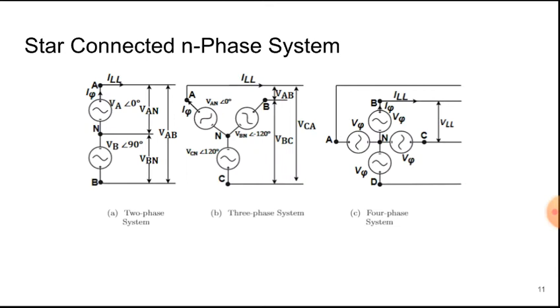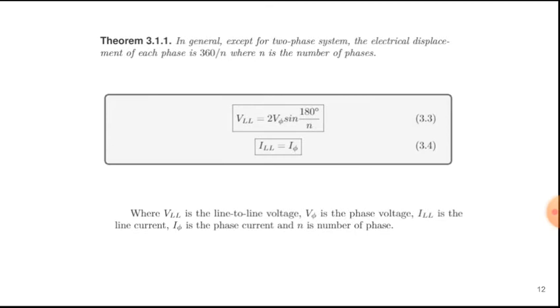So how do we relate them? This is the relationship between them. If you solve for the magnitude of the line-to-line voltage, it is equal to twice the magnitude of the phase voltage times sine of 180 divided by n. N is the number of phases. It depends on how many phases there are. If there are 3 phases, then n equals 3. 4 phases, n equals 4.